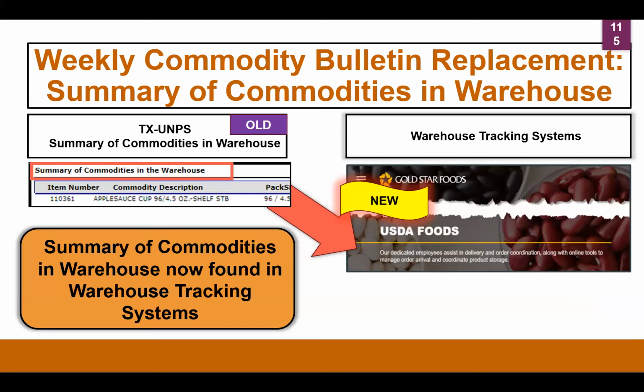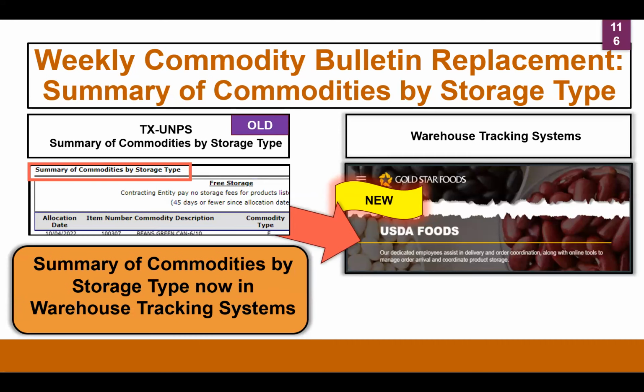Summary of commodities in warehouse will now be tracked through Gold Star. Or I'm sorry, whoever your warehouse tracking system is. Whatever warehouse you're using. And the summary of commodities by storage type, all that information will be within your warehouse tracking system.